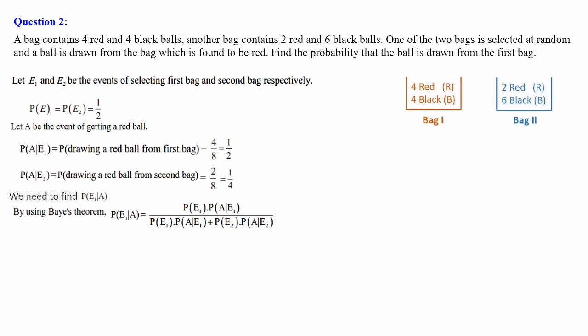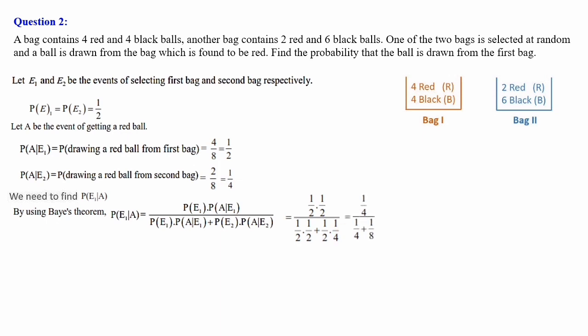By using Bayes theorem, we can write probability of E1 given A is equal to probability of E1 into probability of A given E1, divided by the sum of the probabilities, that is P of E1 into P of A given E1 plus, here there are two events E1 and E2, P of E2 into P of A given E2. All the calculations we have done here: P of E1 is 1 by 2, P of A given E1 we have calculated, that also 1 by 2, divided by P of E1 into P of A given E1, the same quantity 1 by 2 into 1 by 2, plus P of E2, that is 1 by 2, into P of A given E2. A given E2 is 1 by 4.